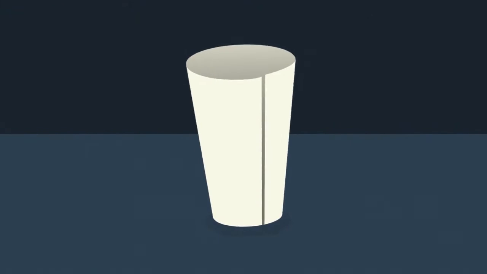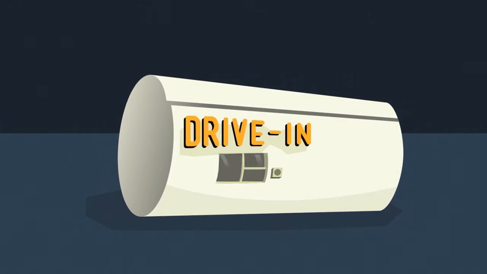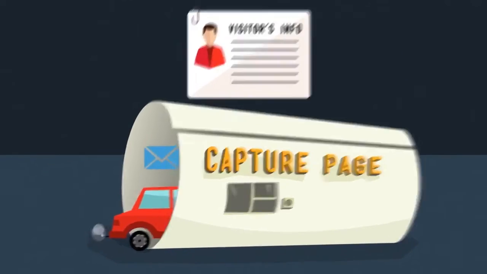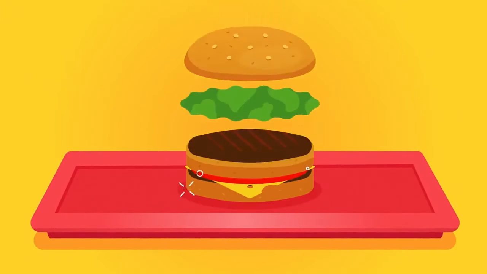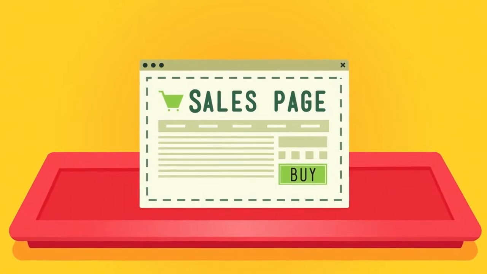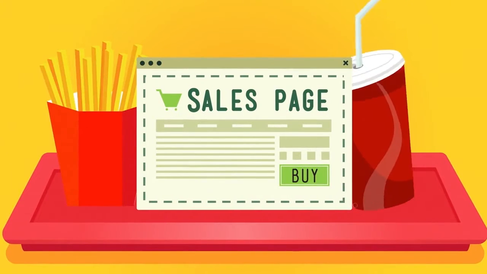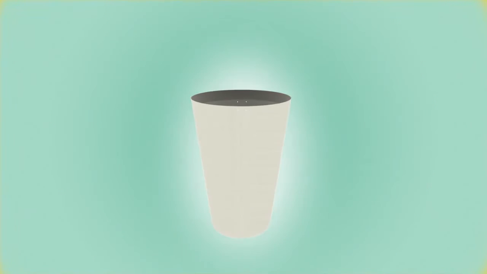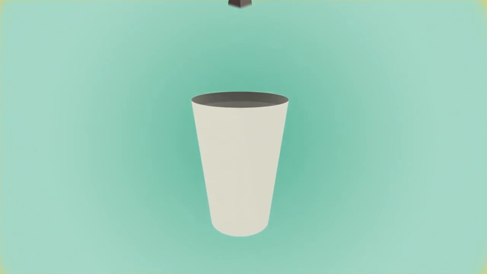But instead of having people go through a drive-through window, online they go through a capture page where you can gather their contact information and follow up with them through email. Then, instead of selling them a burger, you have a sales page created to sell your initial product. And while you're probably not going to offer your customers fries and a Coke, you could upsell them on your other products and services. And this is what we call a sales funnel, where website visitors come in the top and cash comes out the bottom.